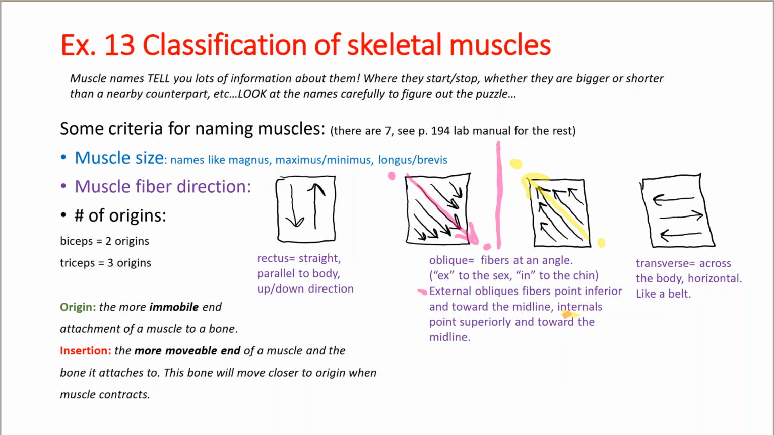So obliques are some sort of diagonal. And then transverse go across horizontally, the plane of the body or the orientation of the body, like a belt. And so you'll see some rectus muscles or some oblique muscles in the body. Number of origins is another way that muscles get named. I've given you some examples. And then I kind of walk through what origin and insertion means here. I'll let you take a look at that.